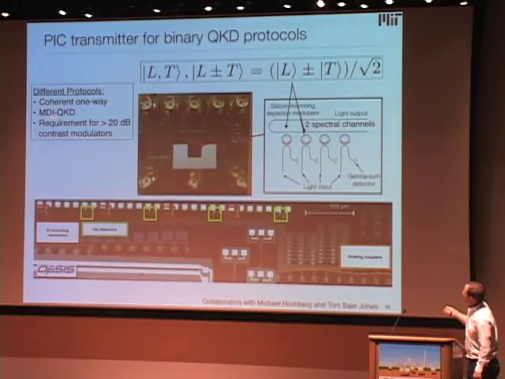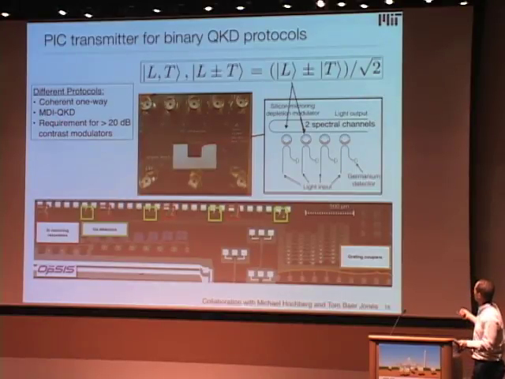Another device that we've developed is a photonic integrated circuit that I've already briefly flashed for coherent one-way QKD, and we're also planning an experiment on measurement-device-independent QKD. In both cases, basically, the requirements on the modulators are much the same. So here you have light going into these waveguides. There are photodetectors here on the chip that allow us to monitor the intensity of the light. And these modulators here can drop light into this output channel.